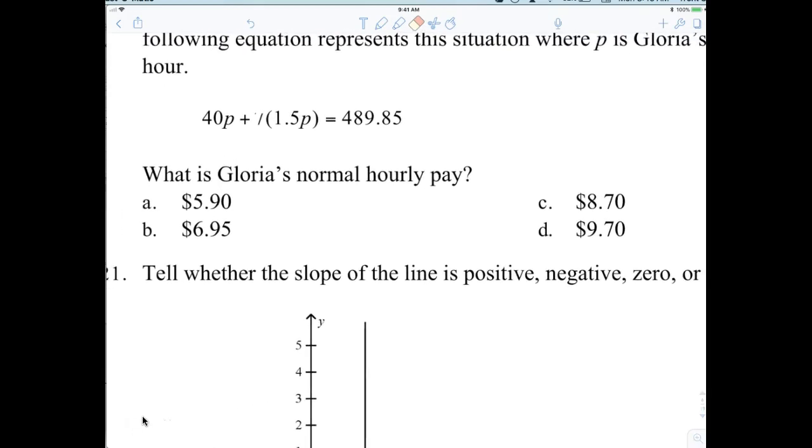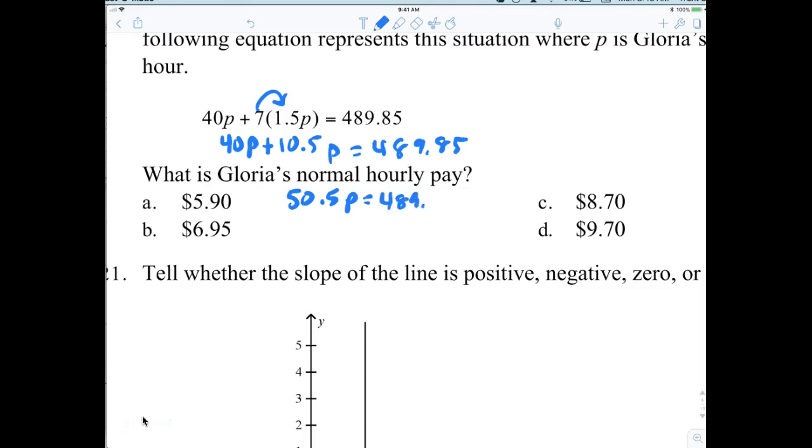So what's 7 times 1.5? Remember, 7 times 1 is 7. Half of 7 is 3.5. So 7 plus 3.5 is 10.5. All right, so we have 40p plus 10.5p equals 489.85. And so now this would be what? 50.5p equals 489.85, correct?